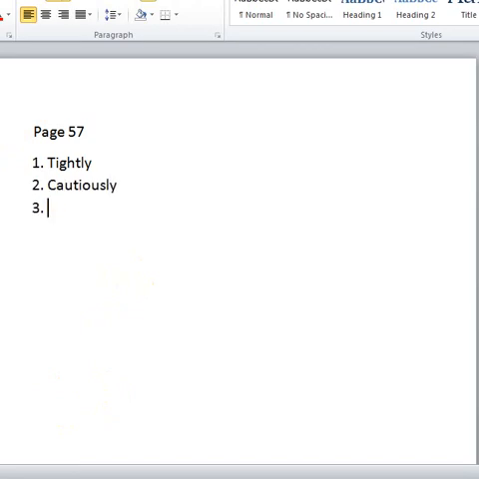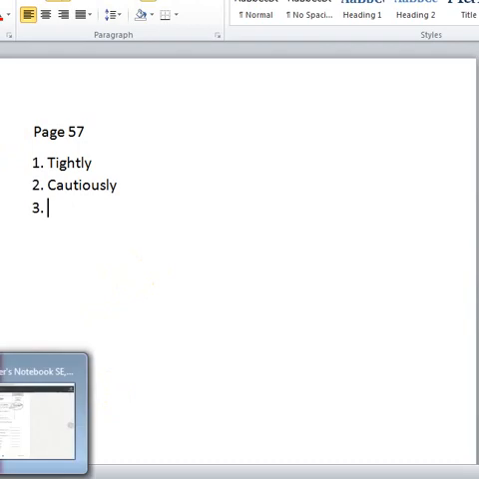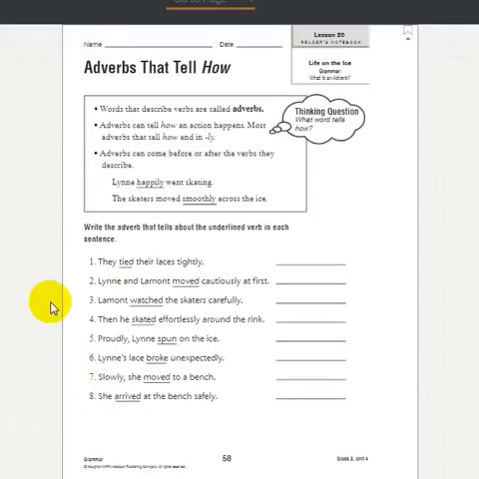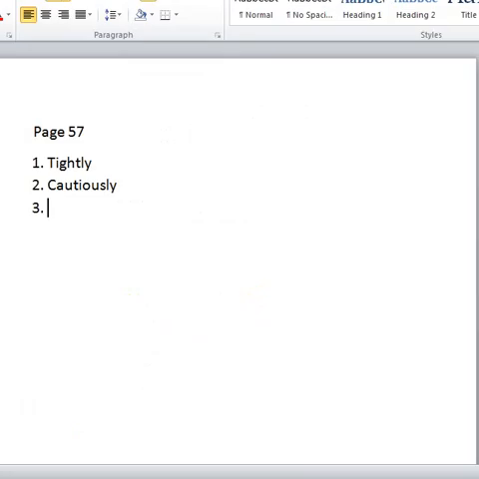Alrighty, excellent. Okay, let's go to number 3. Lamont watched the skaters carefully. The verb here is watched, and which word is the adverb that describes watched? Yes, carefully. How did he watch it? He watched the skaters carefully. So we're going to choose carefully for number 3. Excellent.